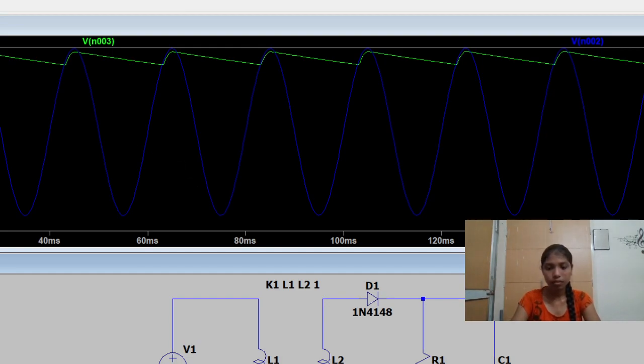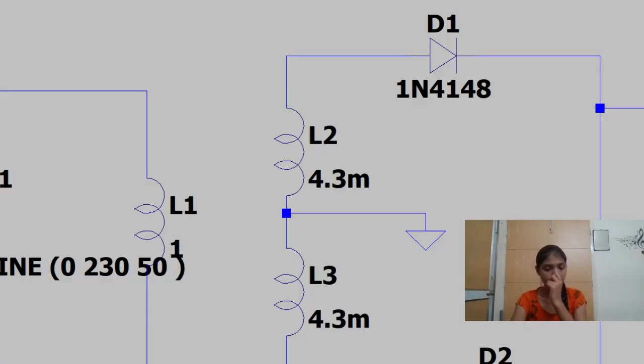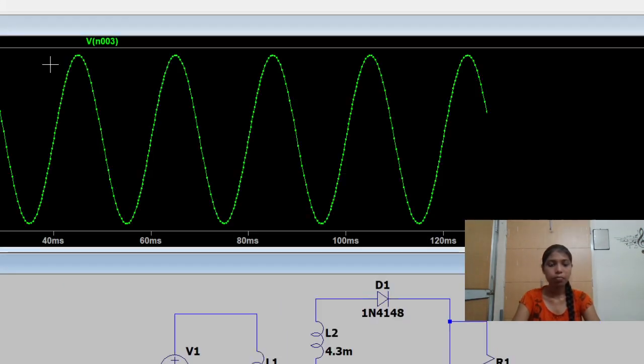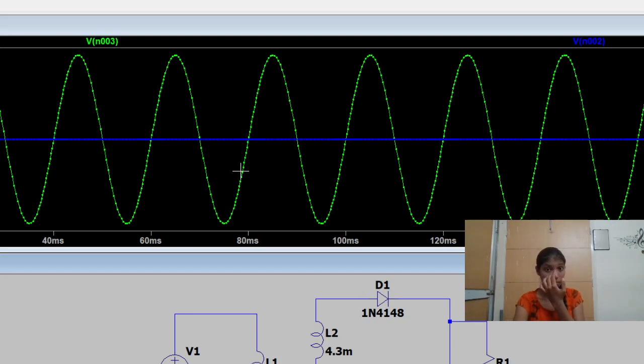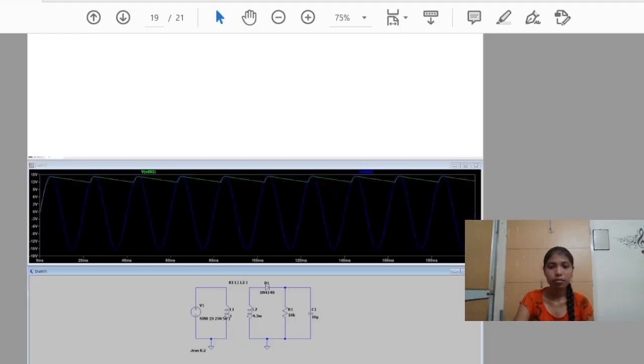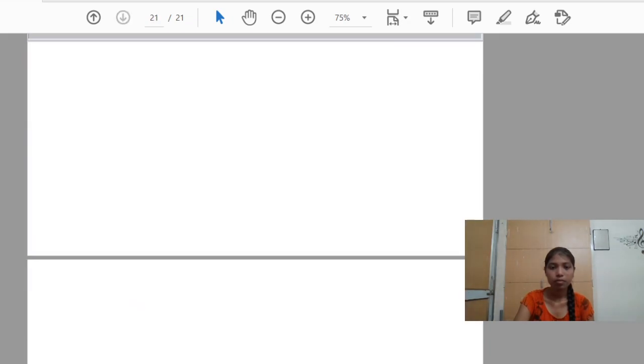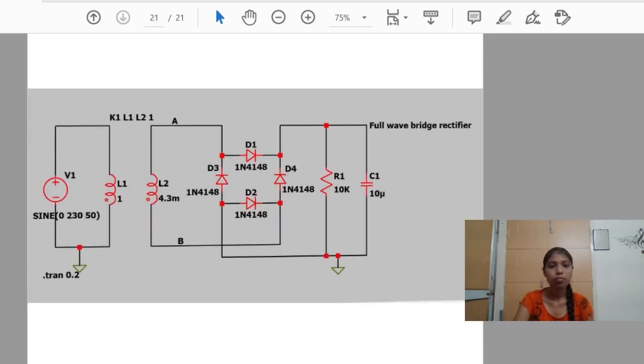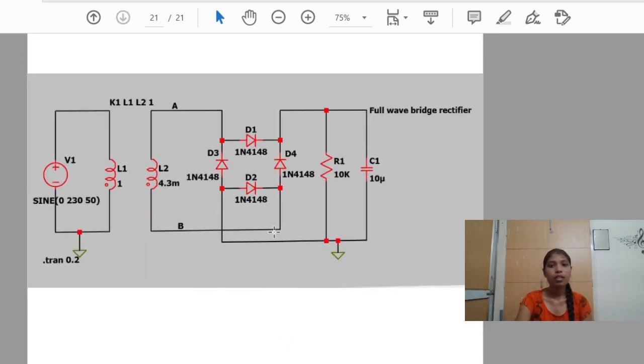And this is the full wave rectifier circuit diagram for it. And let's run it. This is the graph for the full wave rectifier. And this.